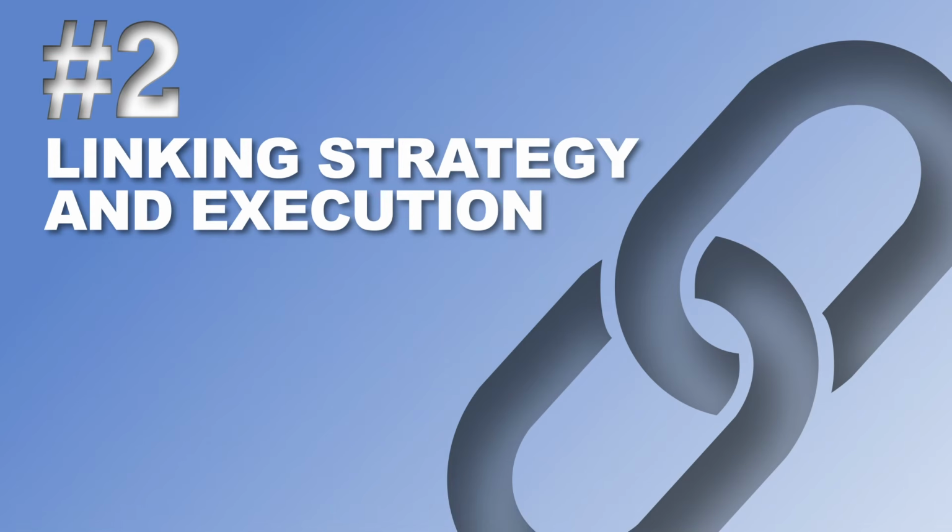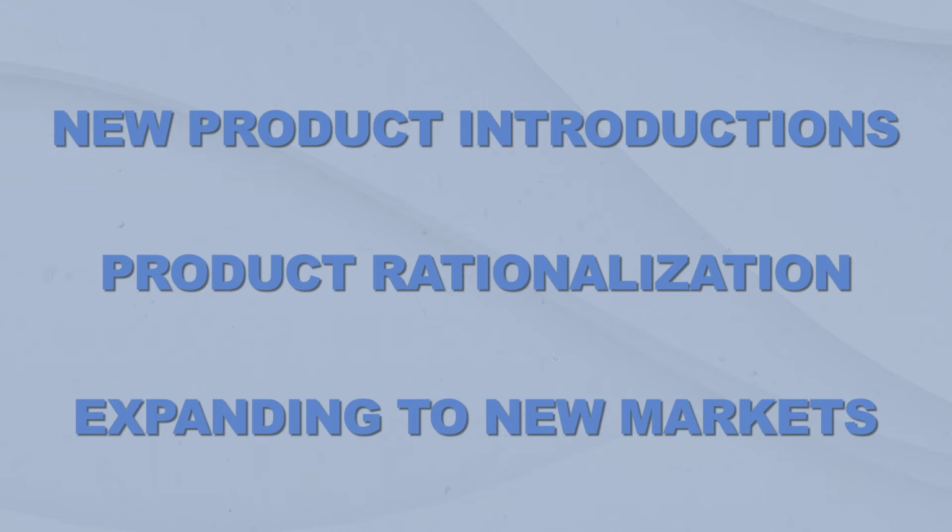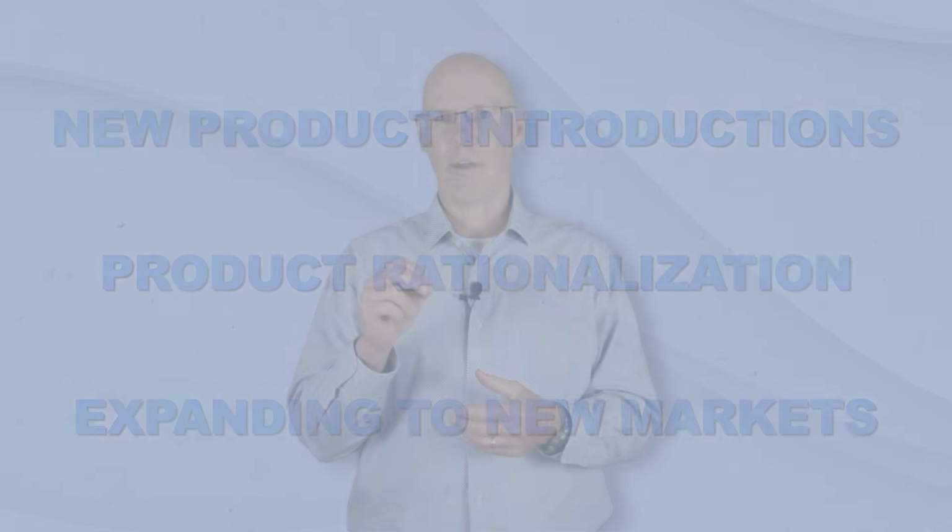If the process is working well, it should provide a clear link between strategy and execution. I've covered this earlier when I talked about the planning diagram, but we can extend this further, including new product introductions, product rationalization, and even expanding to new markets. As an executive, I would expect my S&OP plans to be balanced against my long-term strategies, but also the process will provide feedback on the actions we're taking to get there. Are they working? Do they need to be adjusted?